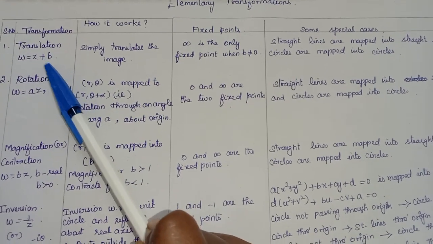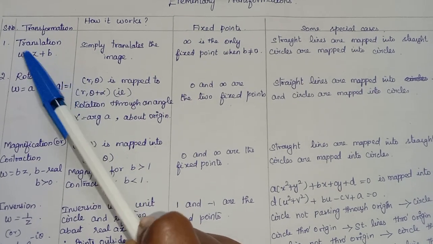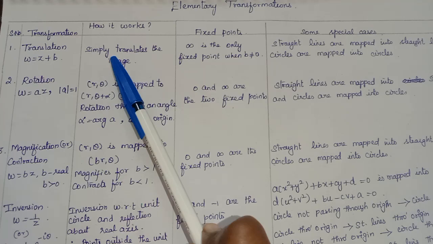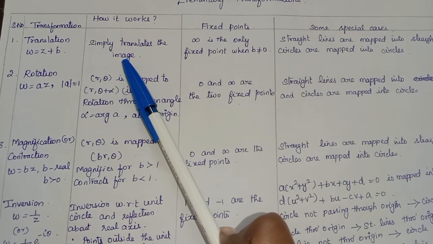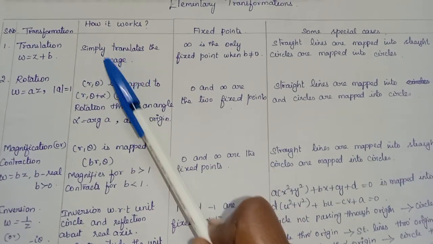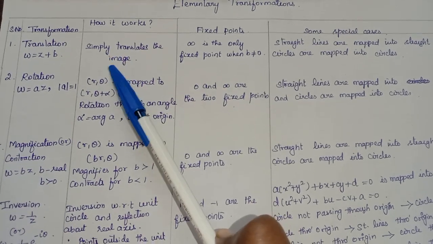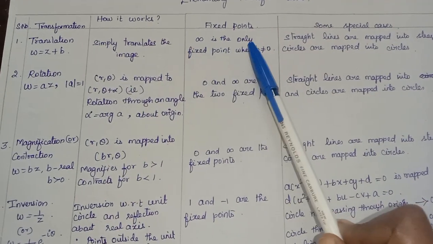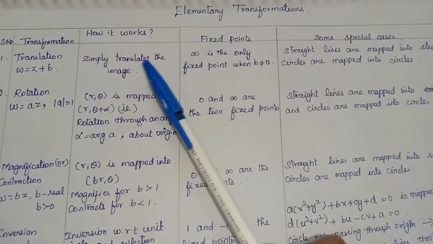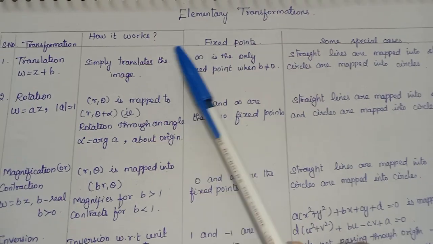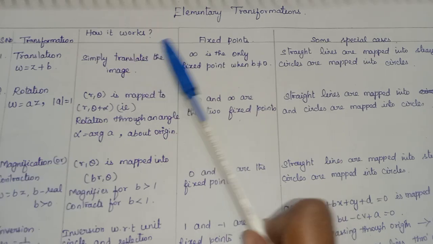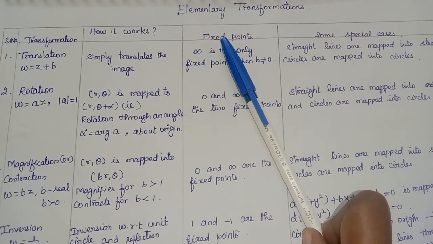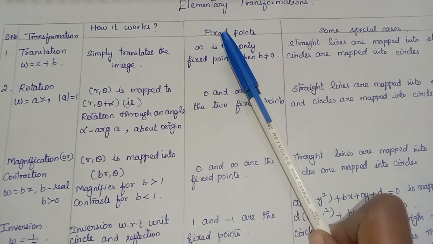So what is the transformation made here? Just what it is doing is simply translating the image. That means if you have a square or a circle or a straight line in the Z plane, there in the W plane also it will be the same image. But how it works there, it just translates from one position to another position without any change in the shape, without any change in the size, without any change in the orientation.